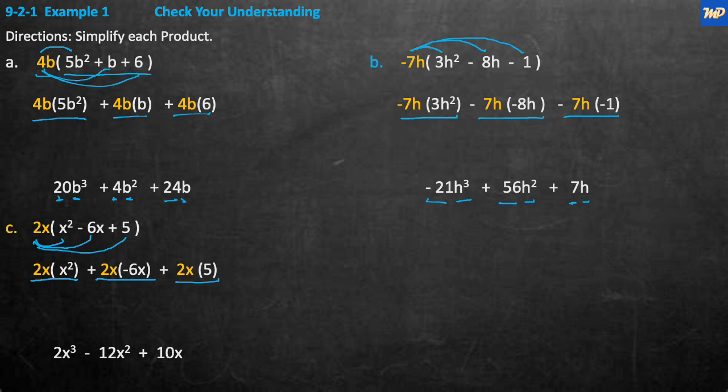You get 2 times 1 is 2. x times x squared is x cubed. 2x cubed. Next, plus 2 times negative 6 is negative 12. x times x is x squared. And then finally, 2 times 5 is 10, and x was left by itself, or x times 1 if you'd like. So the answer is 2x cubed minus 12x squared plus 10x.